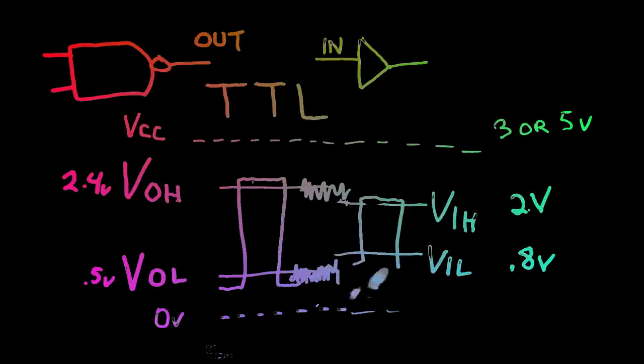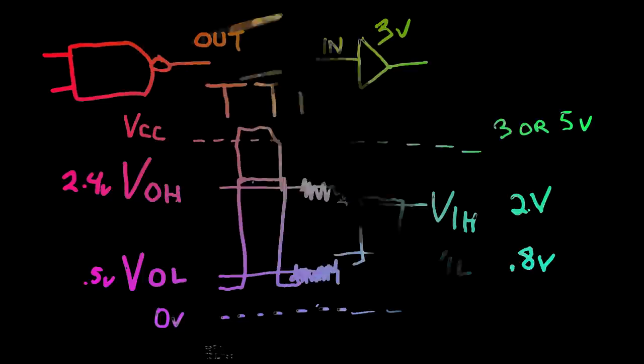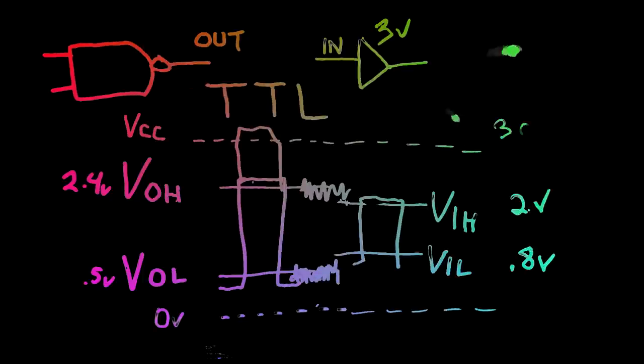Does this mean you can hook a 3 volt part to a 5 volt part without being careful? No. If the output of a 5-volt circuit happens to make more than 3.3 volts for the input circuit, you can damage it if it's a 3-volt circuit. So if you're going to go from 5 volts to 3 volts, you need a higher voltage tolerant part, and we're going to talk about that later.